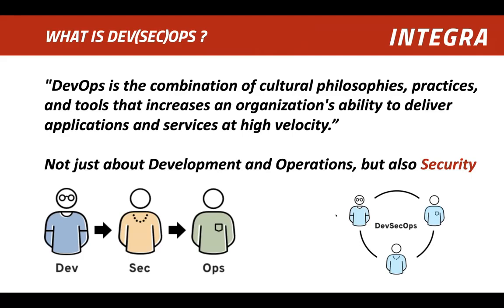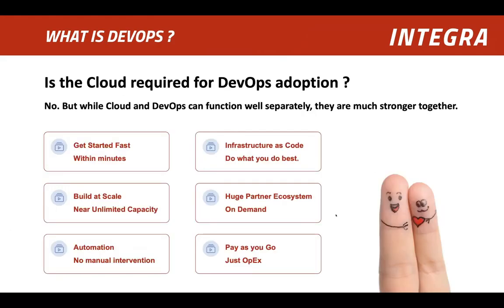Now a question many of us might have in our mind: do we really require cloud for practicing DevOps? Technically the answer is no, we don't need cloud to practice DevOps. But cloud is a stronger combination in terms of adoption and practice of DevOps. There are many reasons behind it. For one, the cloud enables you to start your infrastructure development and deployment smaller, and within a matter of minutes. So we can do implementations within hours.